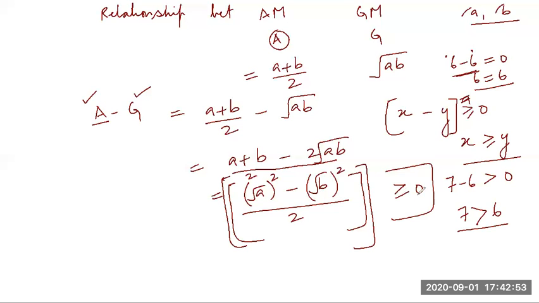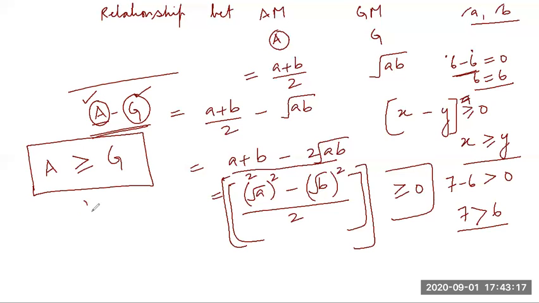Their difference is positive, a minus g. A is x, g is y. The difference of arithmetic mean and geometric mean is coming to be positive, or in the worst case, 0. So that means a is always greater than, or in the worst case, equal to the geometric mean. It's not possible for two given positive numbers a and b that the arithmetic mean is less than the geometric mean. So guys, let's do a numerical also based upon this.